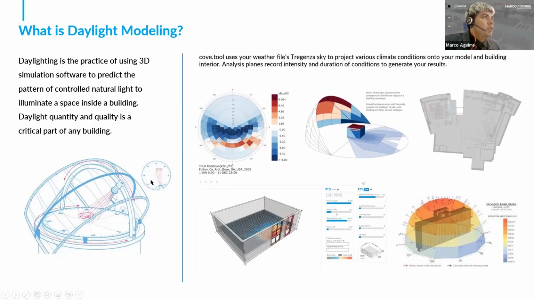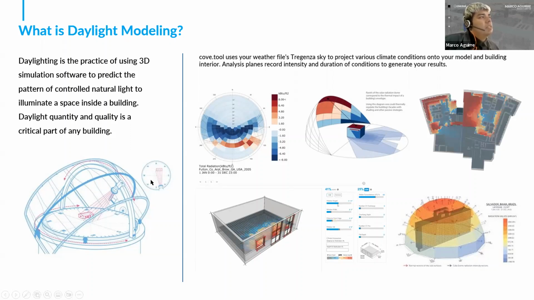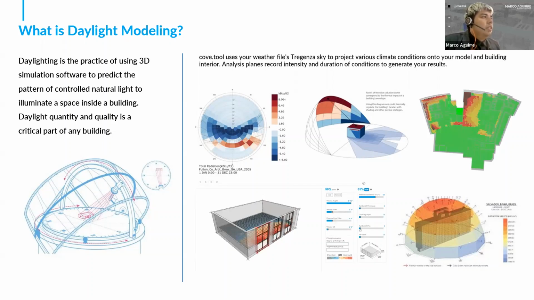But before we do, I just want to talk about what daylight modeling is. Daylight modeling is the practice of using 3D simulation to predict the pattern of controlled natural daylight to illuminate a space inside of the building.